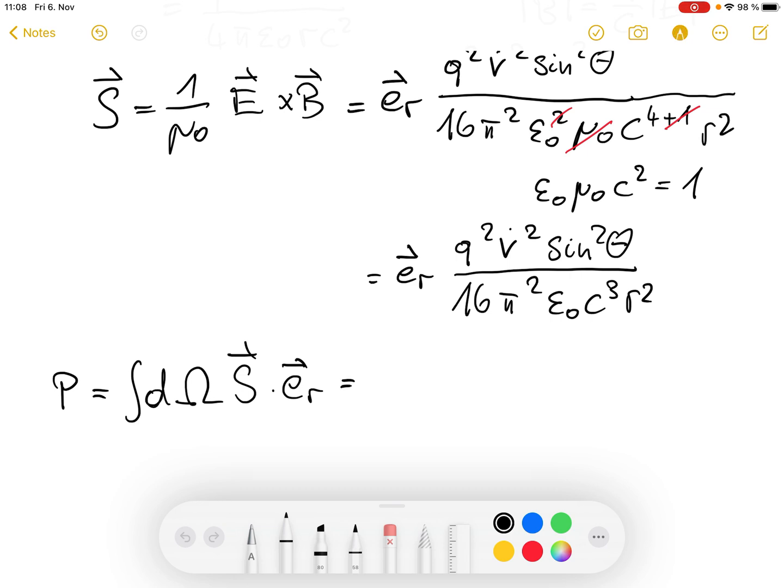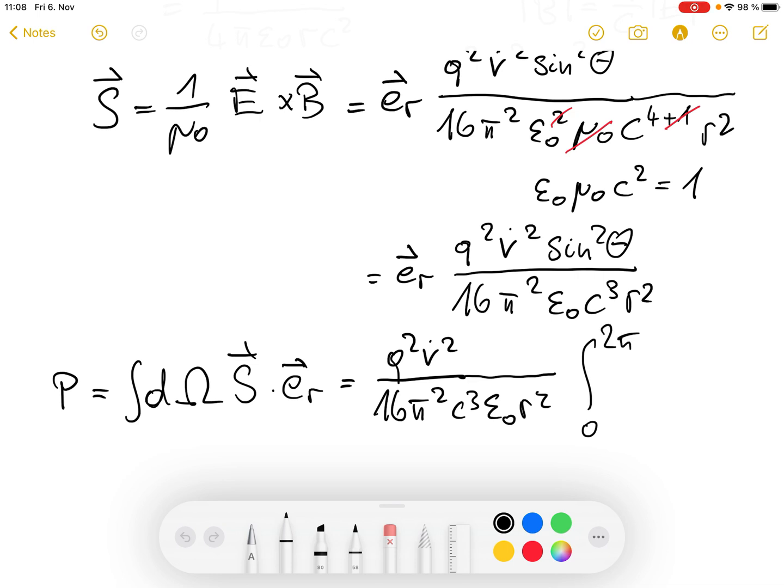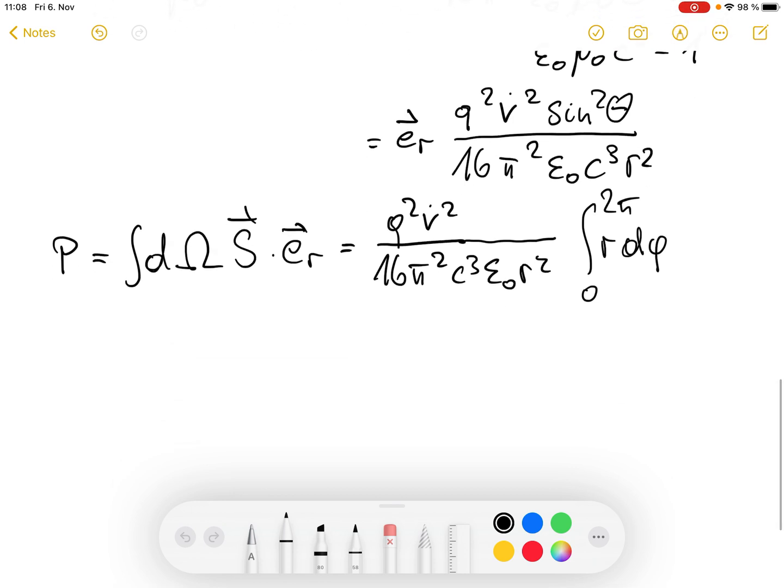We just need to insert. I put all the factors in front: q v dot squared of the integral. This is a 16 pi squared c cubed epsilon 0 r squared. And then we have the integral from 0 to 2 pi r d phi, and the integral from 0 to pi r sine theta. I write it like this: sine squared theta, that's our sine squared theta, d theta.